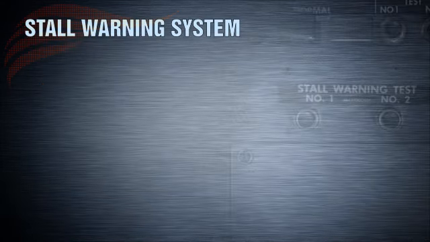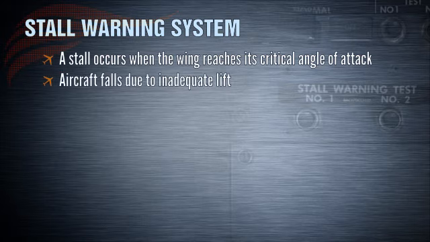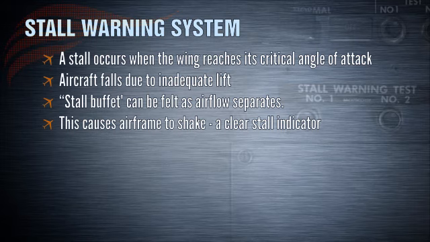Stall warning system. A stall is an aerodynamic condition where the angle of attack of the wing is increased so much that airflow over its upper surface starts to separate. In this condition, there is no longer adequate lift to maintain flight, so the aircraft starts to fall from the sky. As the airflow begins to separate, a phenomenon called stall buffet can be felt. This shakes the airframe and is a clear indicator of the onset of a stall.